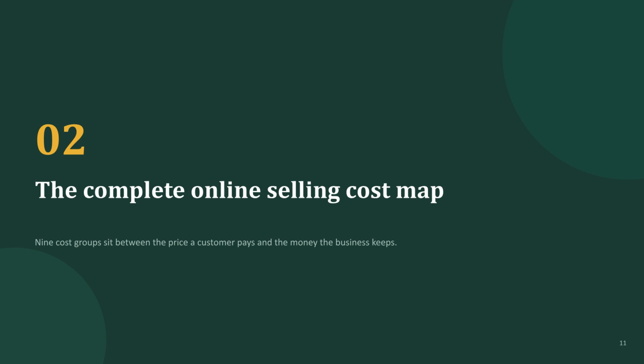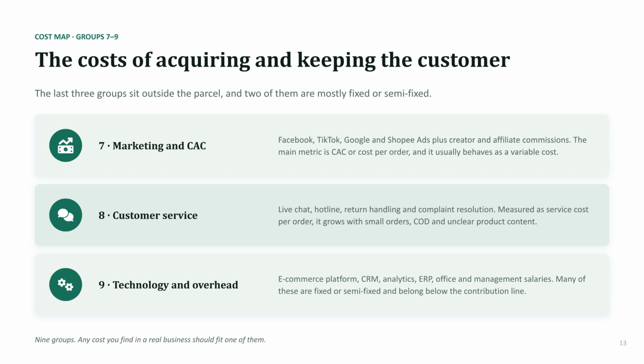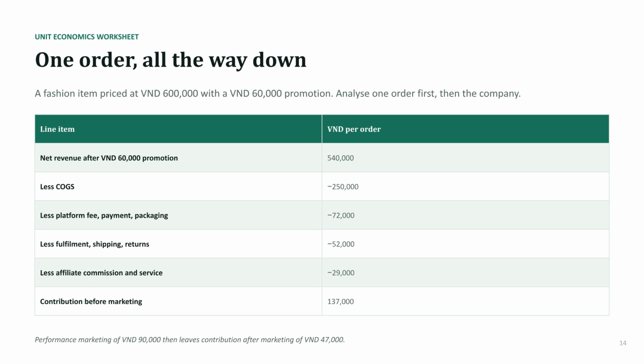Now let's look at the complete online selling cost map. 9 cost groups sit between the price the customer pays and the money the business actually keeps. The first 6 groups cover transaction costs: product, platform, payment, fulfillment, shipping, and returns. Each must be measured on a per-order basis. The final 3 groups, marketing and CAC, customer service, and technology and overhead, are essential for acquiring and retaining customers and managing the business infrastructure.